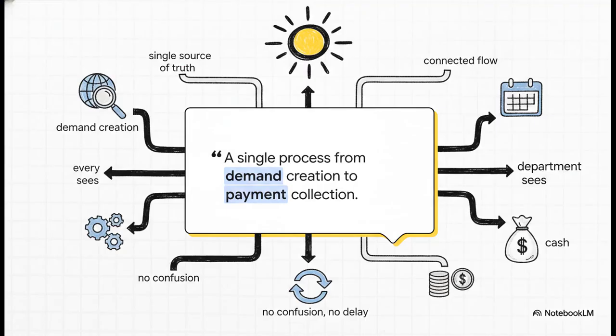And really, this gets to the heart of it. The real power here is having a single source of truth. Every single department is looking at the exact same data at the exact same time. This just eliminates all the confusion and delays, and it creates this seamless flow from that first click all the way to cash in the bank.